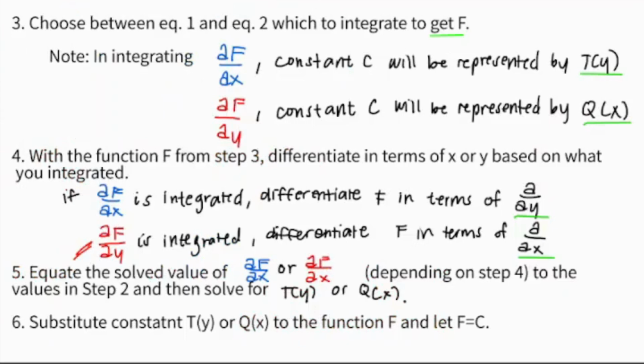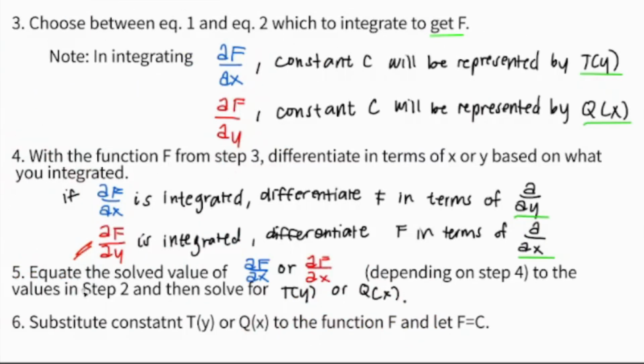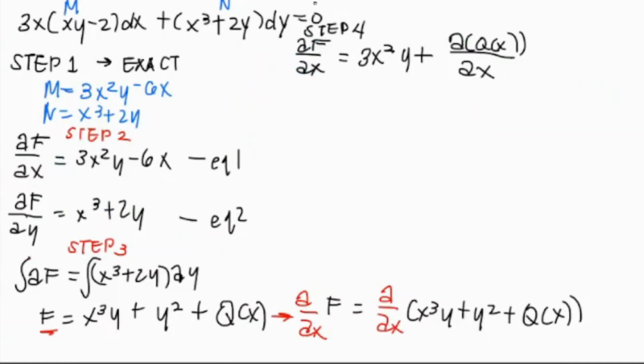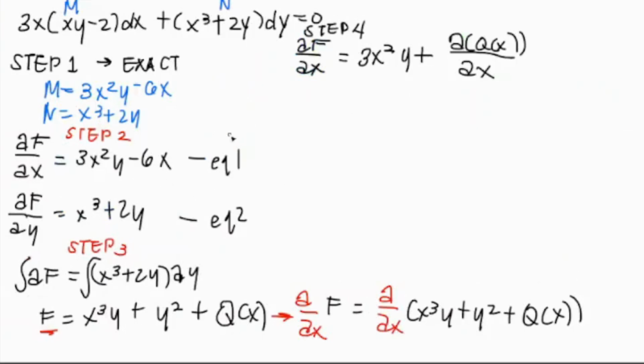So, yan. Next step natin is, ito yung step 4 natin. Nakuha na natin to. So, next step is equate the solved value of df over dx, kasi dx yung ginamit na solve natin, depending on step 4, to the values in step 2. Then solve for q of y or q of x. So, yan. df over dx natin is ito yung na-solve natin. And ito yung sa step 2, ito yung value ng df over dx. So, since parehas sila df over dx, equate natin sila.